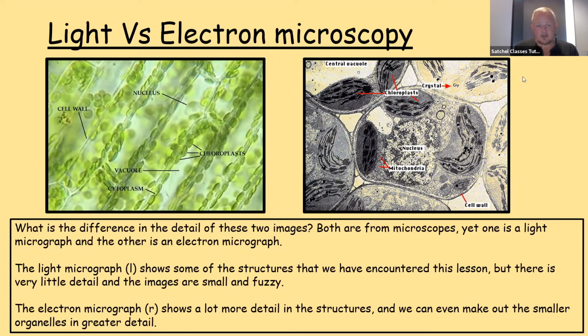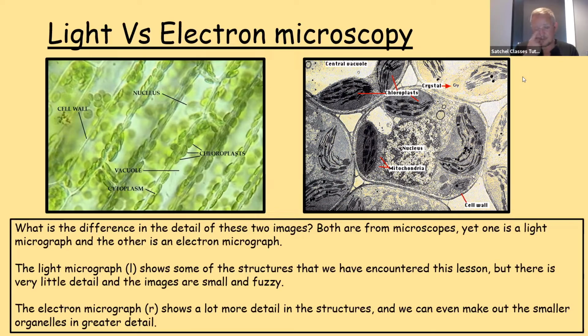The difference in the detail of the two images, both are from microscopes. The light micrograph on the left shows some of the structures that we've encountered in this lesson. You can see that it's got labels for chloroplasts, the vacuole, the cytoplasm, the nucleus, and the cell wall. But there's very little detail to those structures, and the images are very, very small and very fuzzy.